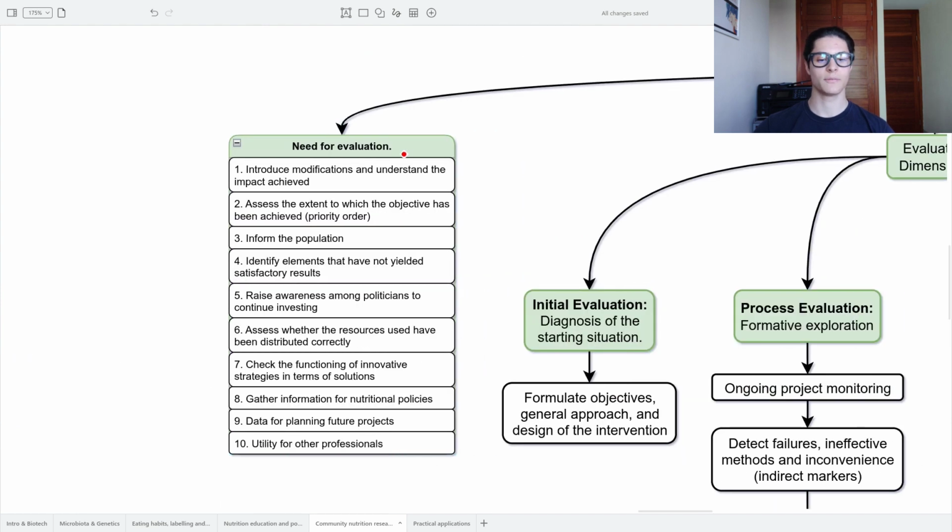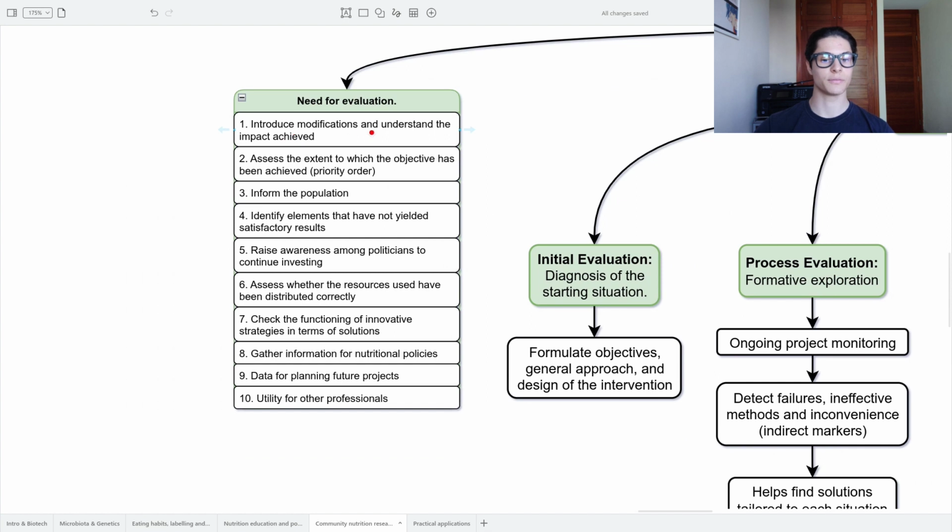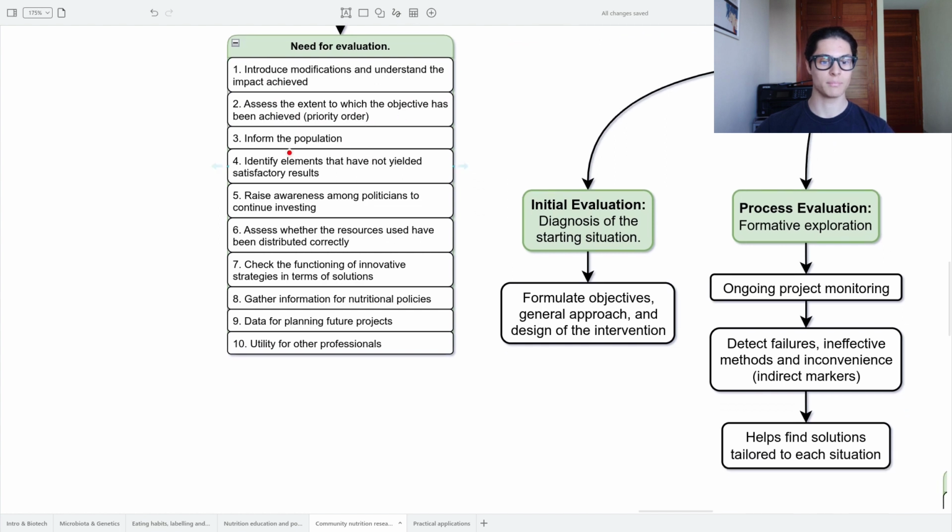So what is the need for evaluation? Why do we need to evaluate these projects? Well, to introduce modifications and understand the impact we have achieved so far. To assess the extent to which the objective has been achieved. So the priority order, which one of the phases is the most important or had more impact. Number 3, to inform the population. Number 4, to identify elements that have not yielded satisfactory results and maybe change them for others.